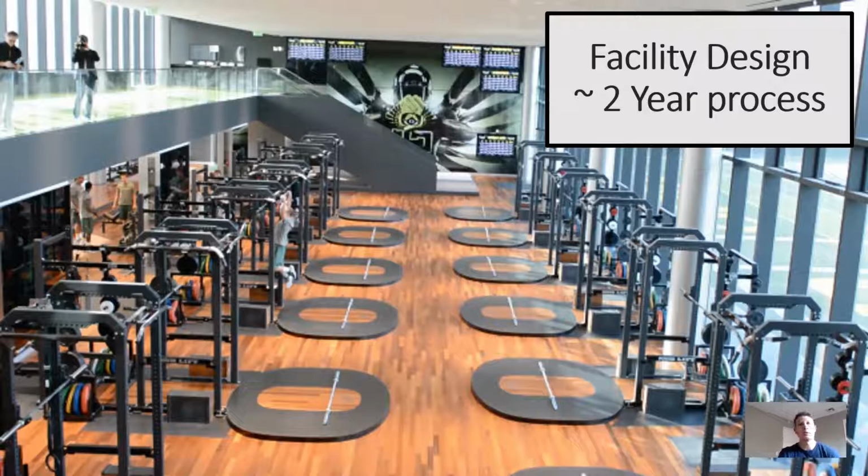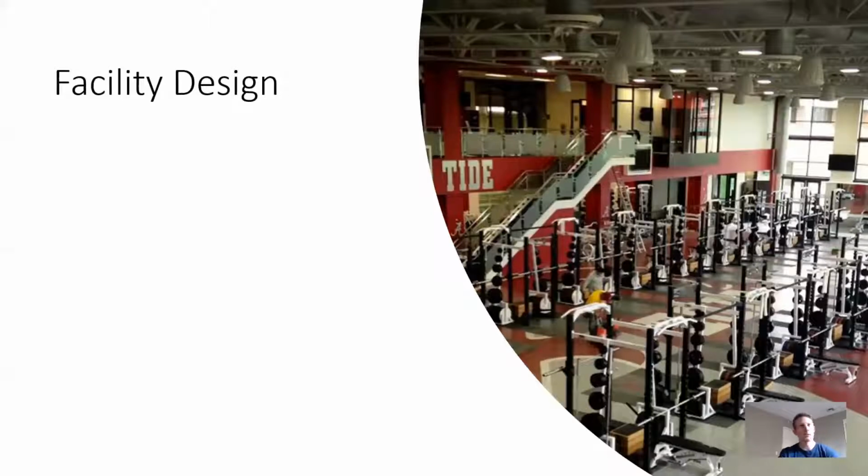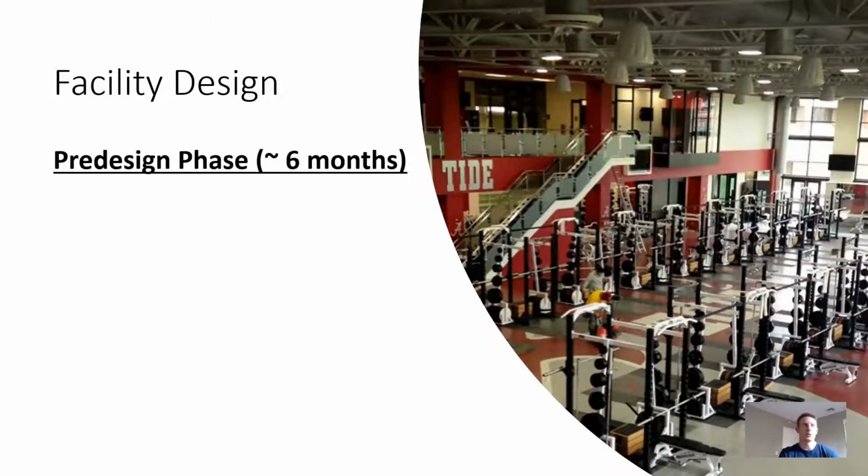This normally takes somewhere around 2 years to create a facility. This is an example. All of the example facilities here are large scale facilities. You may work at a small scale facility, but it is normally around a 2-year process, especially at a university. So to start, we want to go through the pre-design phase. This is about 6 months of really designing what we want.